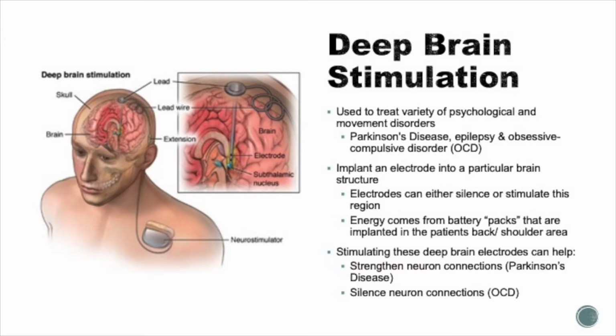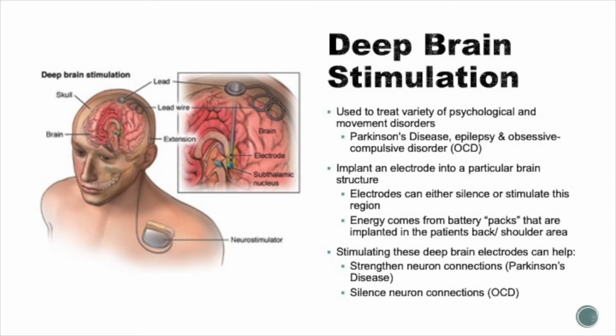And so here what they do is they implant an electrode into a particular brain structure. So in this figure, you can see this little close-up of what's happening is they have this electrode that's implanted deep within the brain, in a specific structure called the subthalamic nucleus. And these electrodes can either silence or stimulate this region.